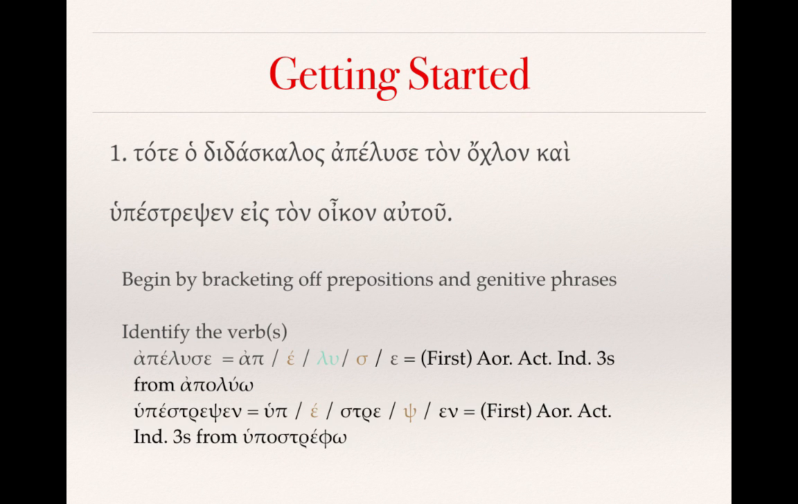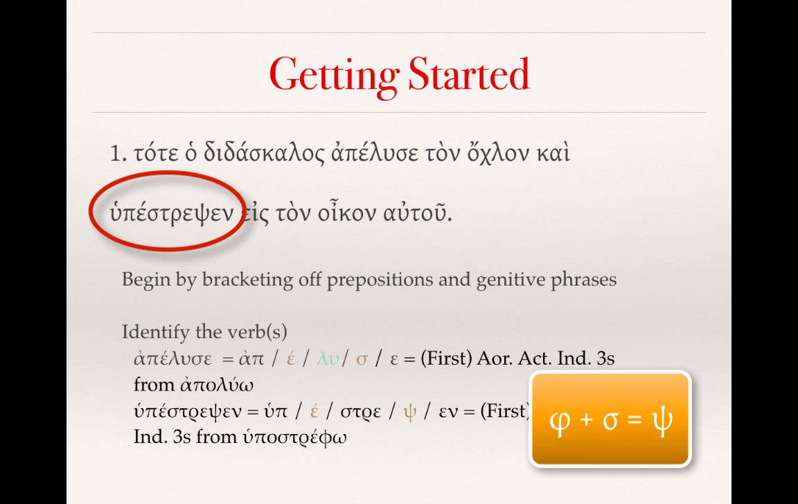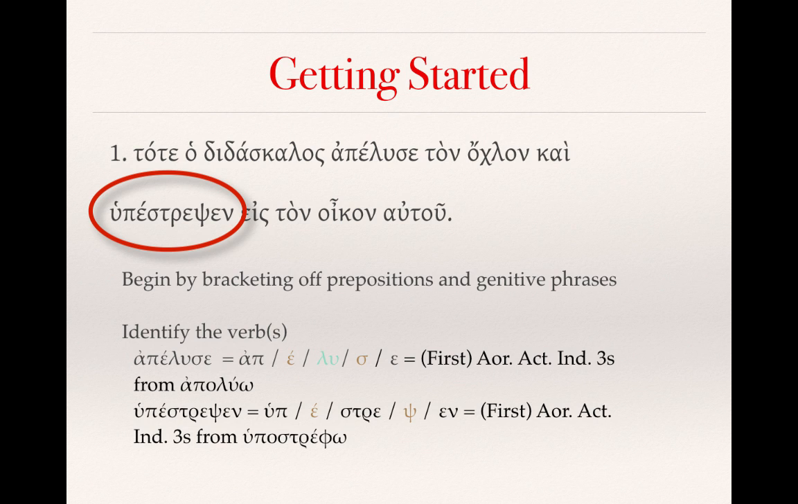And then the next verb is hupestrepsen. Again, this is a compound verb. It's from the verb hupostrepho. As I've broken it out for you, you can see the preposition in front, hup, and then the augment in front of the stem, streph. And then psen is, again, a third singular ending. And this is an example of when the addition of the sigma leads to a spelling change of the last letter of the stem. So we would parse this first aorist active indicative third singular from hupostrepho.